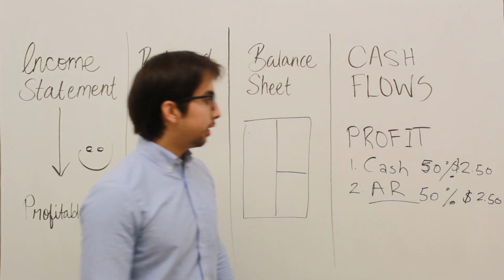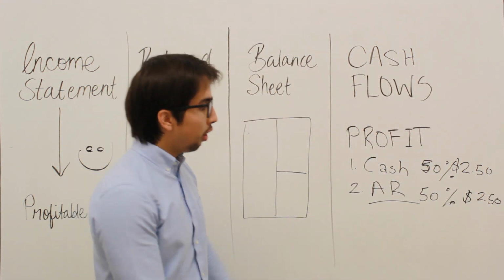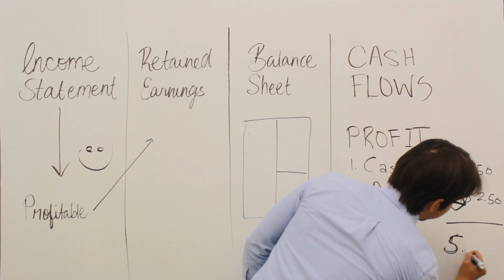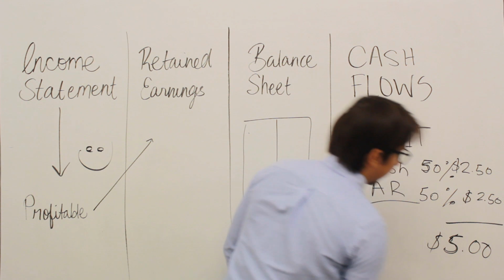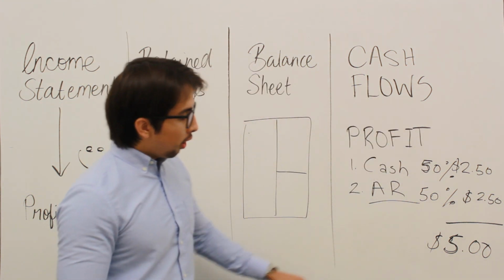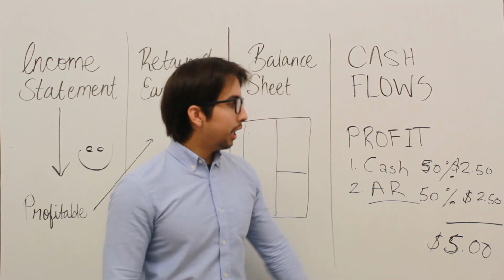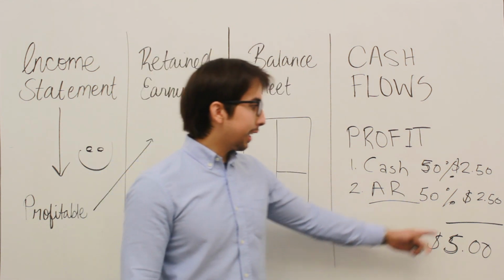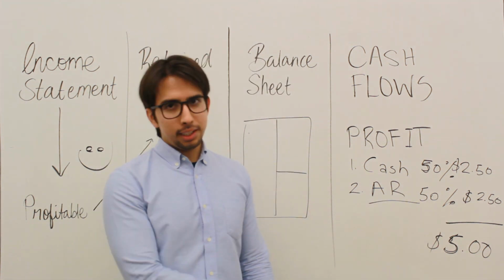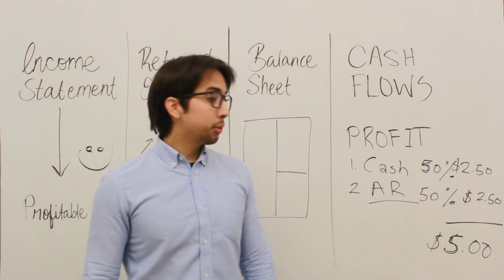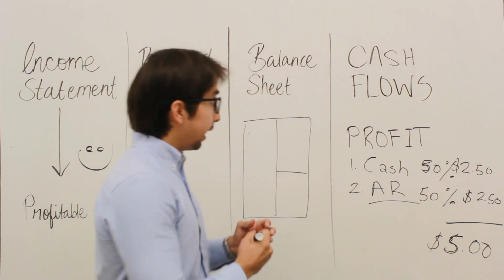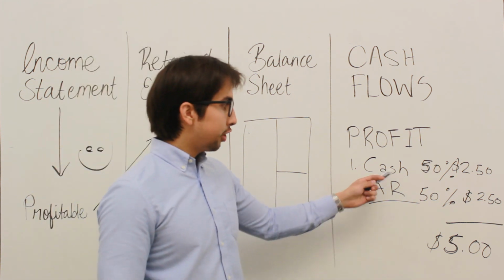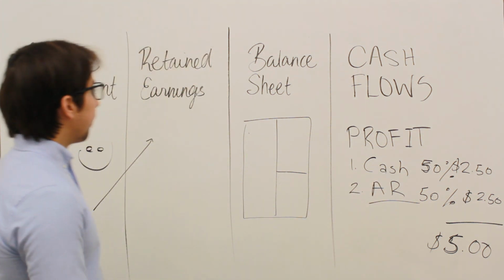This is why profit is not equal to cash, because even though I'm going to have $5 profit, this is a transaction, okay, no matter what. Even though I have $5 profit, I do not have $5 cash. I only got $2.50 cash right now, and I got $2.50 coming in later, okay? So that's why profit doesn't equal cash. That's why the statement of cash flows is so important. We need to know what the company's cash is doing, okay?